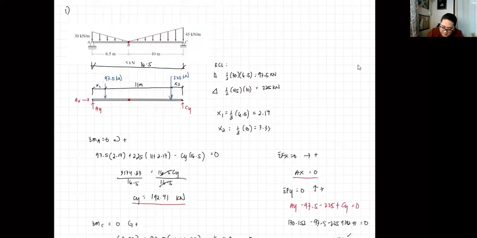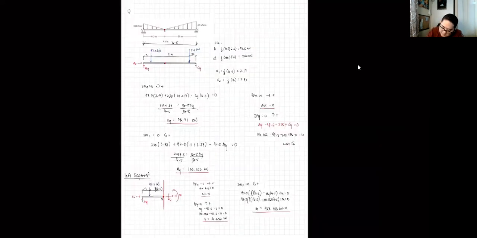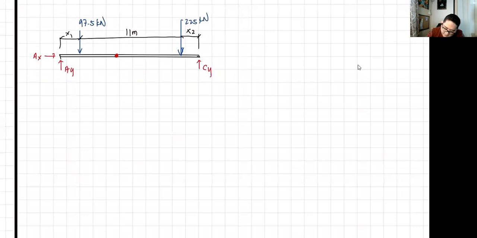Ngayon, i-check din natin pag yung kabila naman, no? Para makita lang natin kung equal ba sila. Okay? So, we have this one, pero ang kukunin natin is yung right side naman ng segment natin.